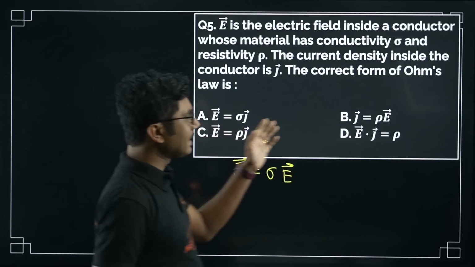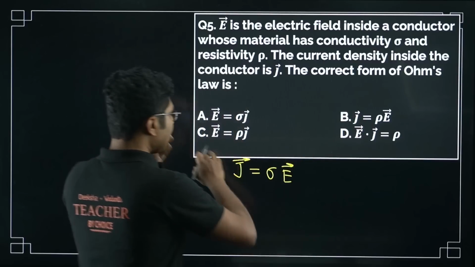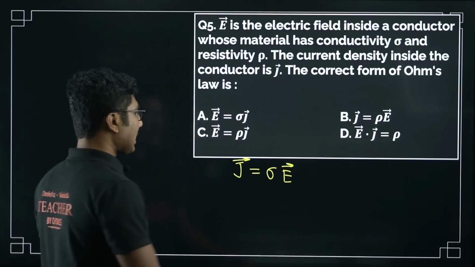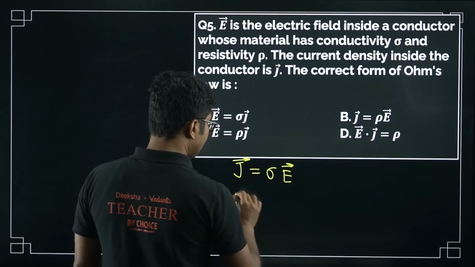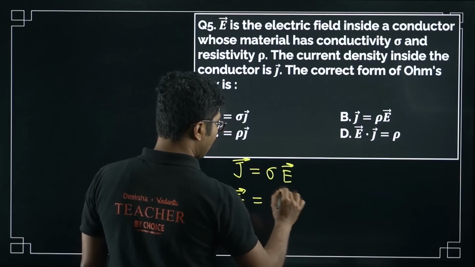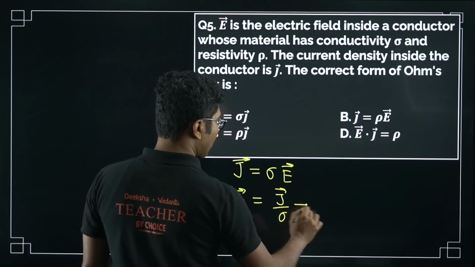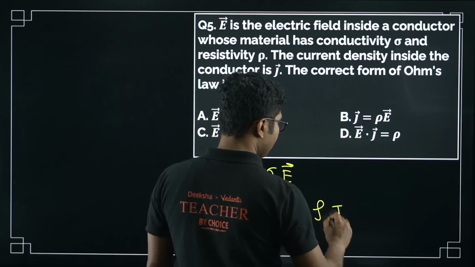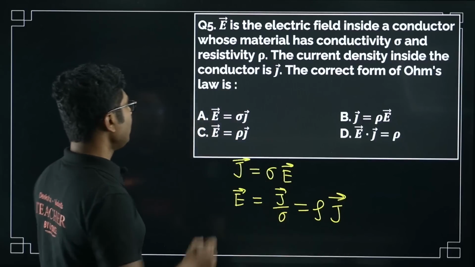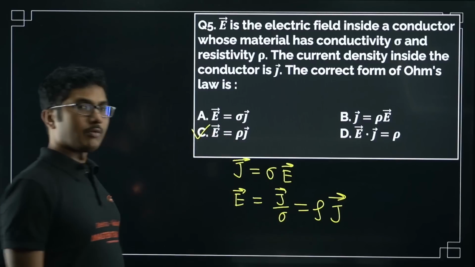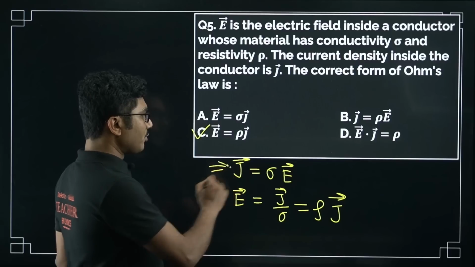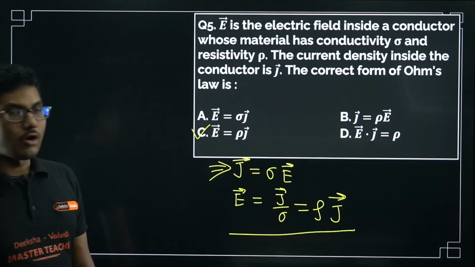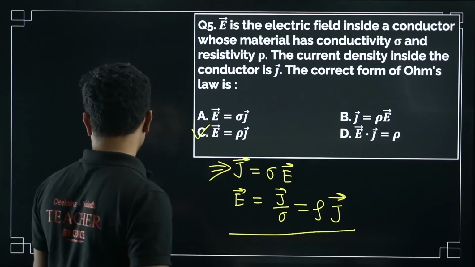Now, is this relationship given? If you see, none of the options actually talks about J equal to sigma E. So what can be the other formula? E equals J by sigma. Now what is 1 by sigma? 1 by sigma is resistivity rho. So E is equal to rho J, which is the correct form of Ohm's law. This is the alternate form of Ohm's law. We have derived that in our P1 exam, P2 exam.